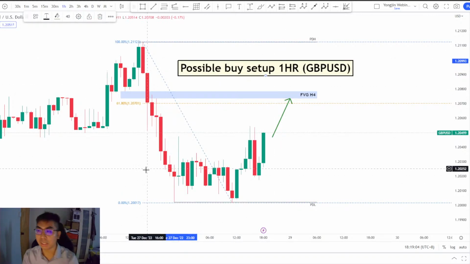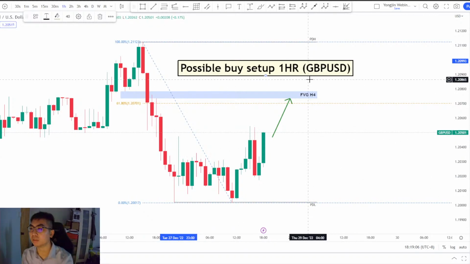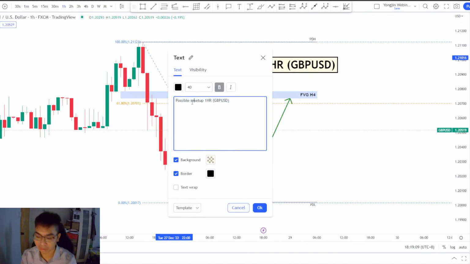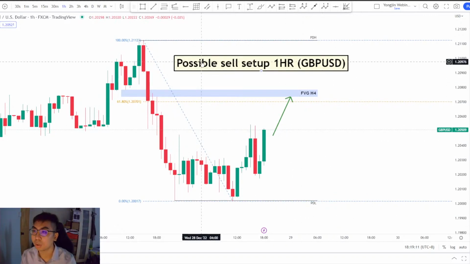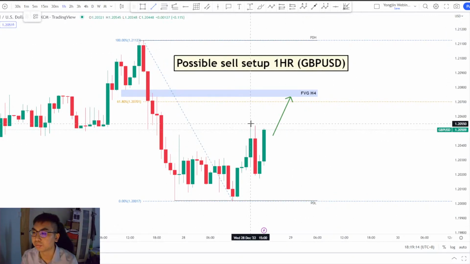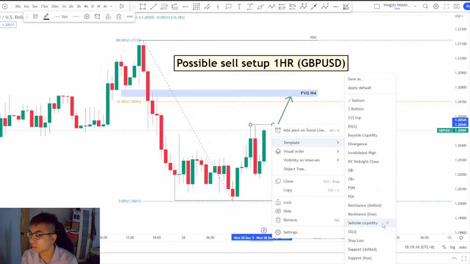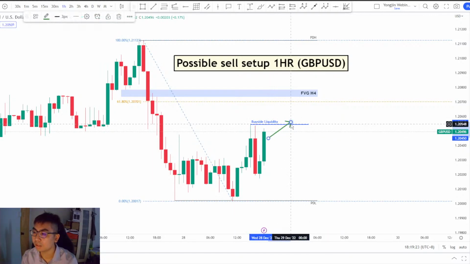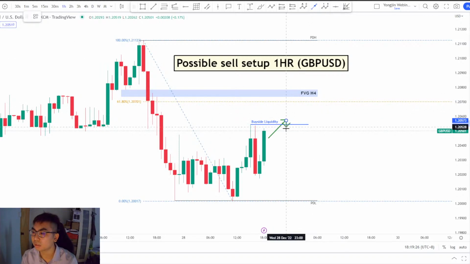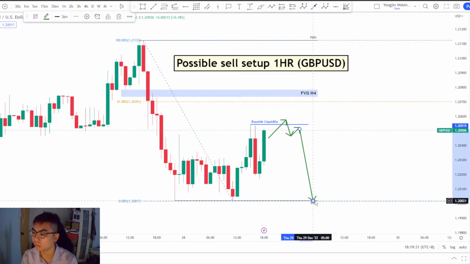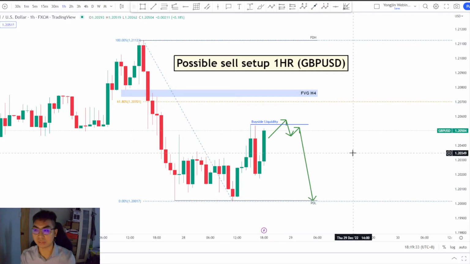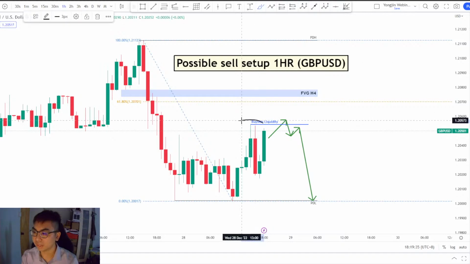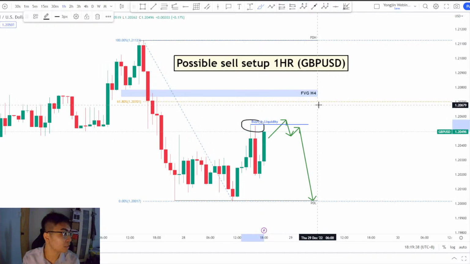Right. Okay, another setup. What might happen? A possible sell setup next. Why am I looking for a sell? Because price might clear out this tight liquidity area. It might clear the area, and then what happens? It starts to test and continue breaking towards the downside because of this liquidity resting right there.